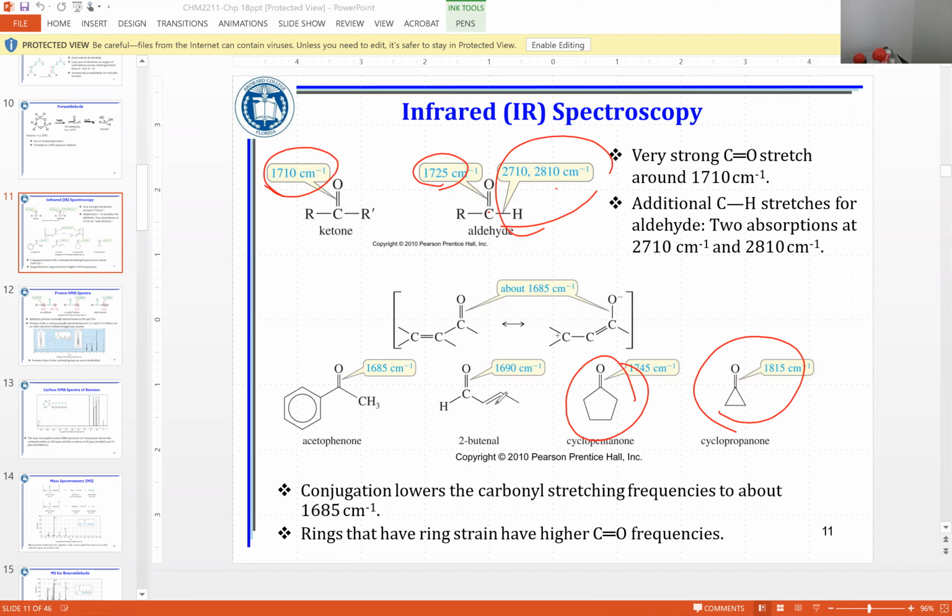Conjugation lowers the frequency. Because this carbonyl group is conjugated with a CC double bond, it drops to 1690. If it's highly conjugated with the benzene ring, conjugated with 3 other pi bonds, it's even lower, 1685. So if it's conjugated, it's going to be lower. The frequency is going to be reduced.